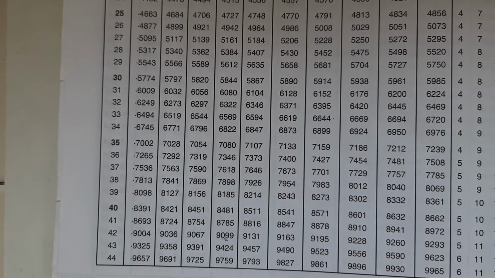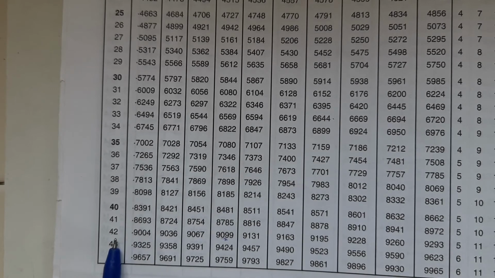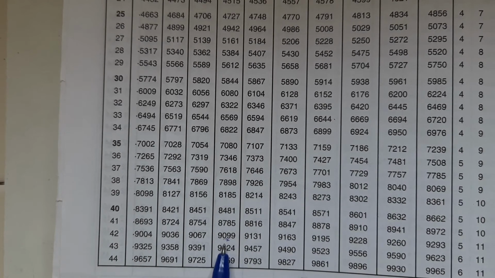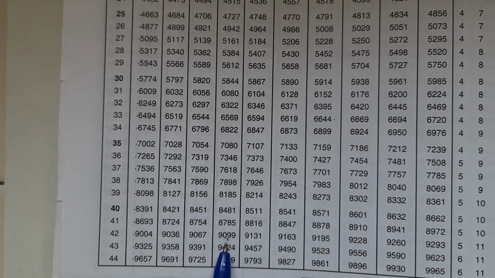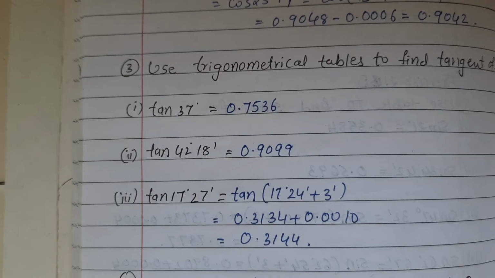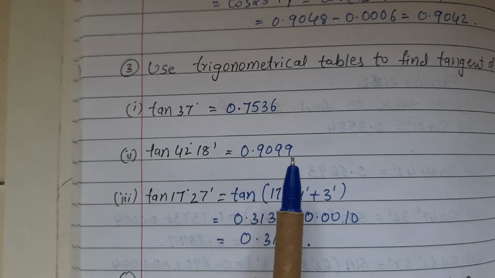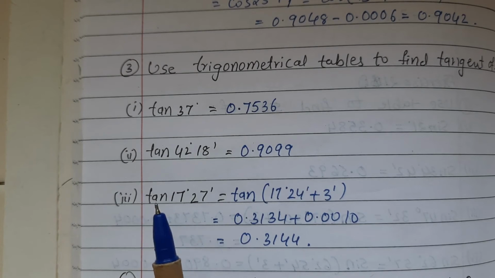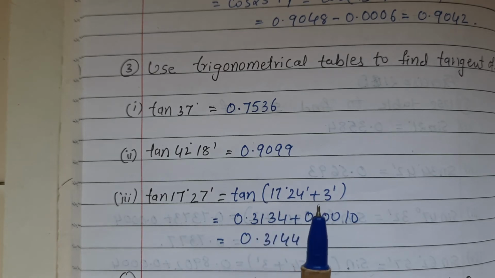Second sum, tan 42 degree and 18 minutes. 18 minutes is here, this one. This is 0.9099. Third sum, tan 17 degree 27 minutes, which is tan 17 degree 24 minutes plus 3 minutes. This tan 17 degree 24 minutes is 0.3134, plus 3 minutes is 0.0010, equal to 0.3144.